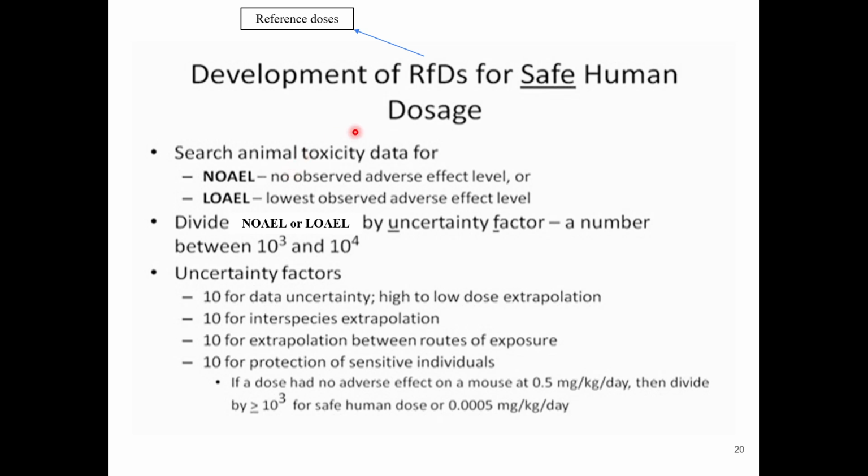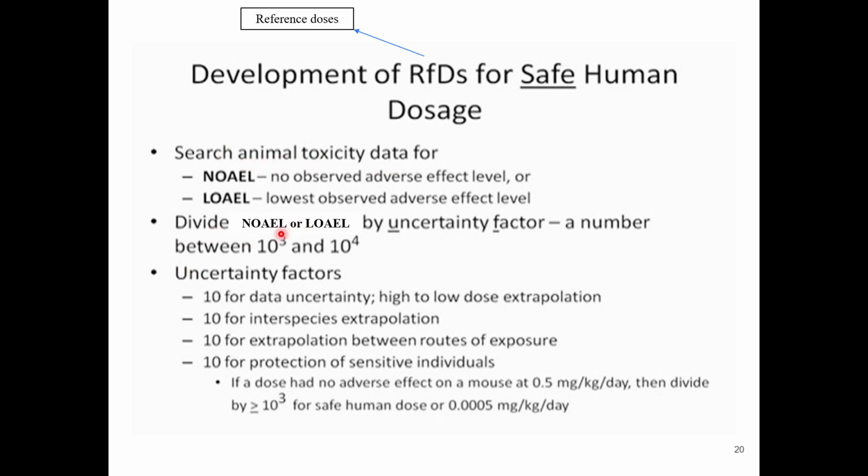And so apart from that, let us see the development of RfD, that is reference doses for safe human dosage. For that case, we have to search animal toxicity data for NOAEL and LOAEL levels. NOAEL basically refers to no observed adverse effect level, and LOAEL is the lowest observed adverse effect level. These are some of the levels which we will find in the risk and dose relationship. So we will find it basically for the animal toxicity data.